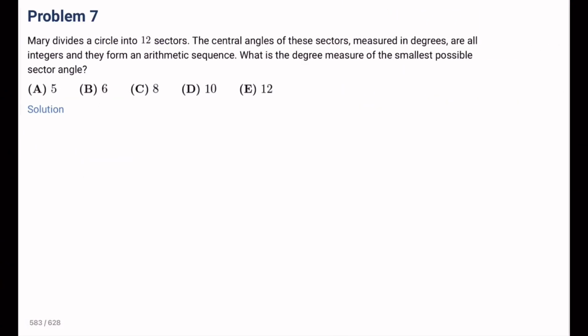Number 7. Mary divides a circle into 12 sectors. The central angles of the sectors measured in degrees are all integers and they form an arithmetic sequence. What is the degree measure of the smallest possible sector angle? Okay, so you can see that the angles are A plus B, A plus 2B, A plus 3B, all the way up to A plus 11B, because it said that there are 12 sectors.